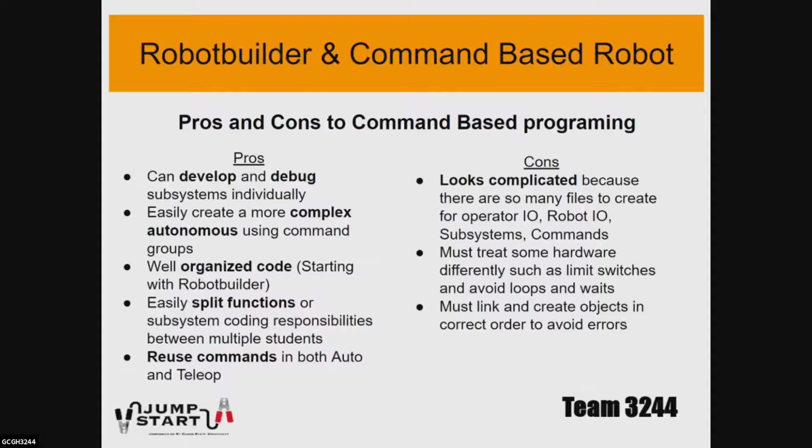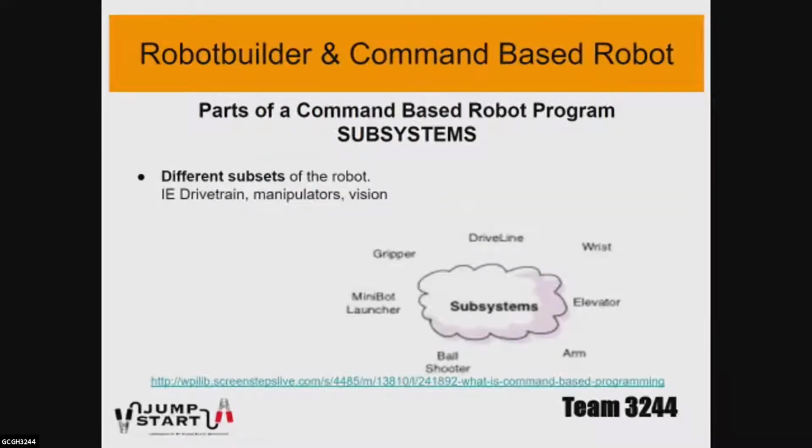Next slide. So what is a subsystem? A subsystem is the different parts of a robot. It might be a gripper, a drivetrain, a wrist. You divide up all those little parts of your robot and what it can do. And this subsystem houses all the hardware for that subsystem.